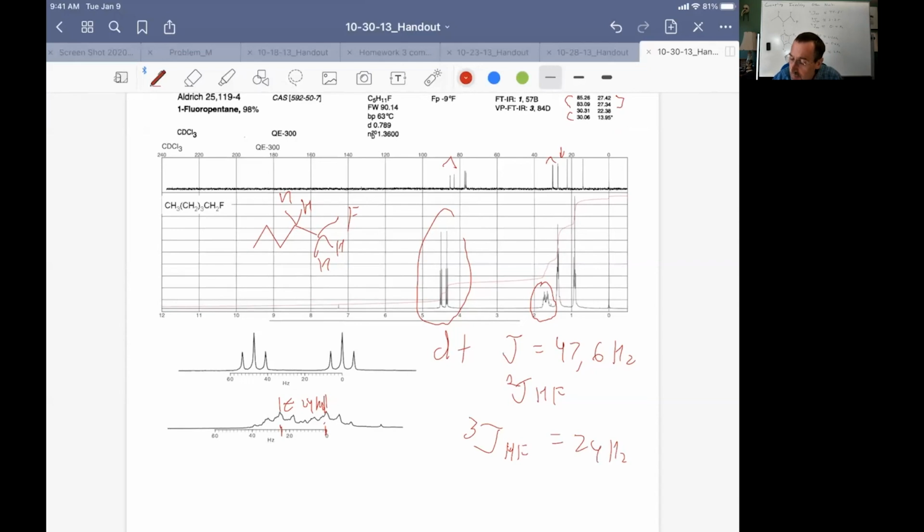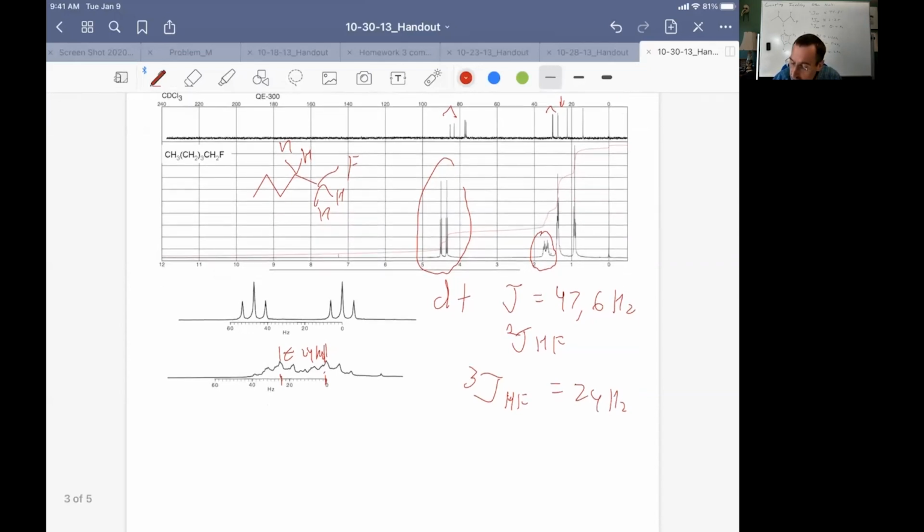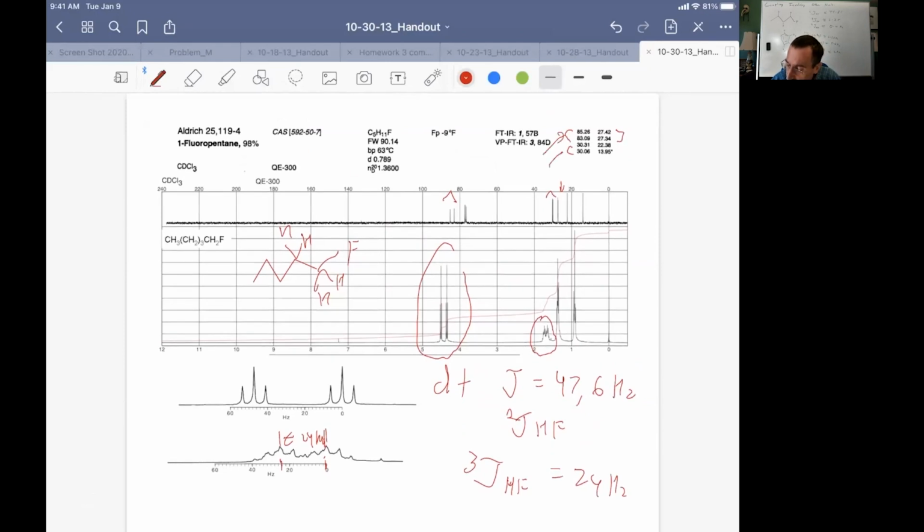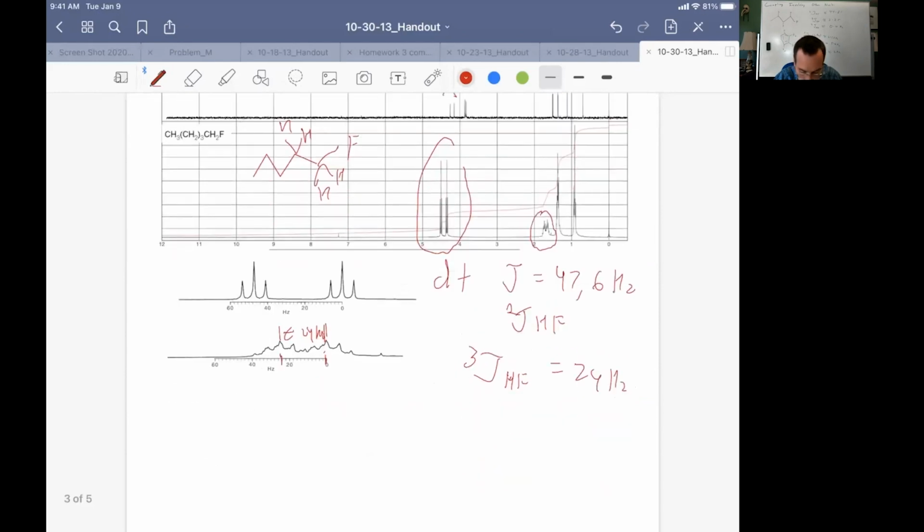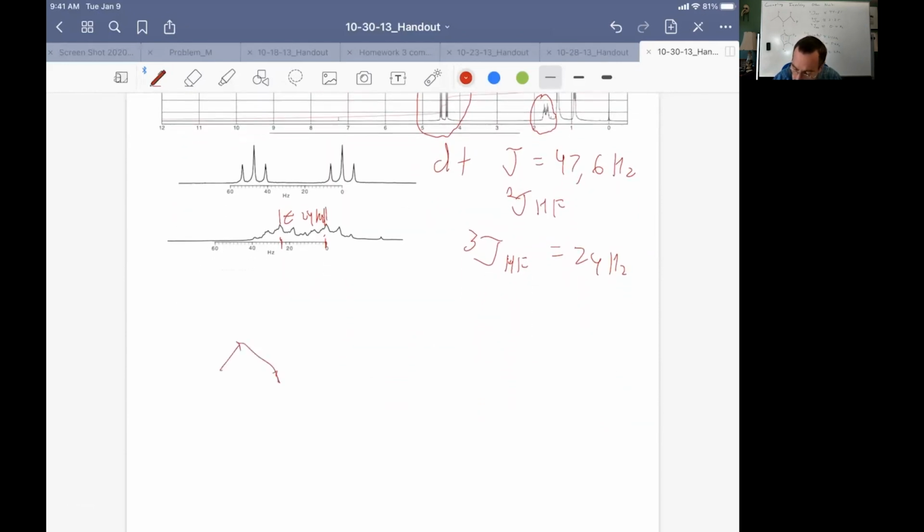And if you applied the same type of analysis to our carbon spectrum, and you looked at this doublet here, and this doublet here, you would look at the separation of the lines, and here our peak at 84.1 ppm or 84.2 ppm is a doublet, J equals 167 hertz. And that's our J1 CF.